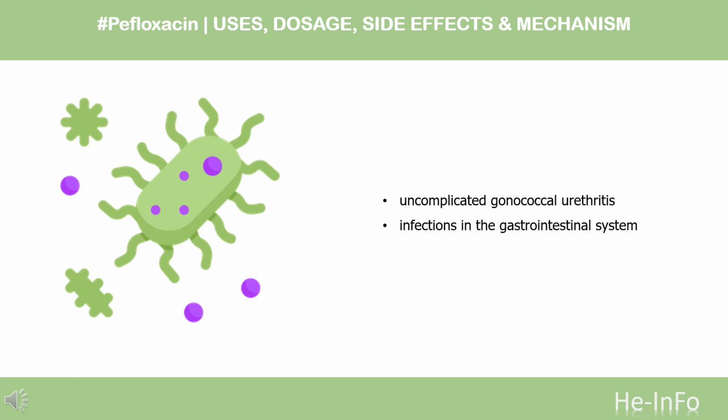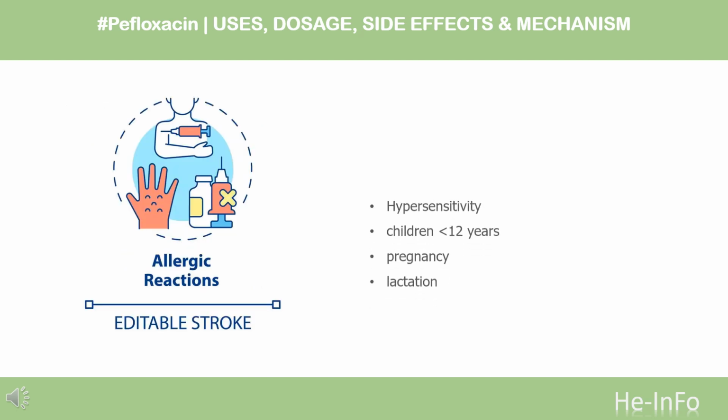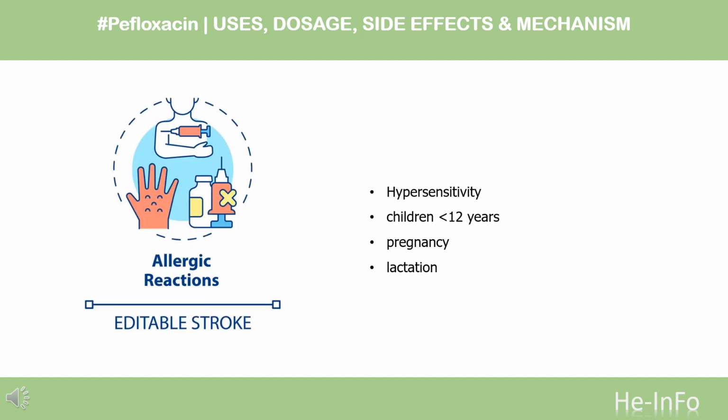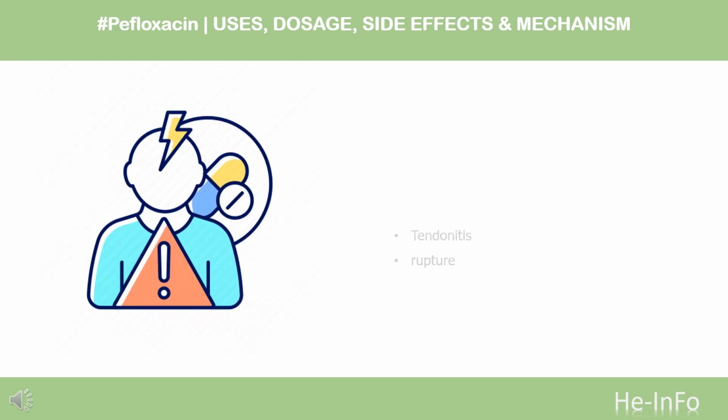What is prulifloxacin used for? For the treatment of uncomplicated gonococcal urethritis in males and for gram-negative bacterial infections in the gastrointestinal system and the genitourinary tract. Contraindication. Hypersensitivity to quinolones, children less than 12 years, pregnancy, lactation.